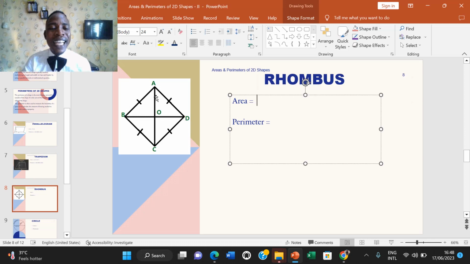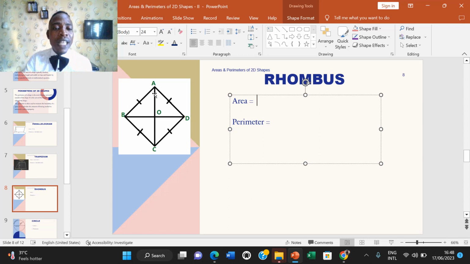Now a rhombus is like a tilted square. If I move this shape and straighten it, it will be a square. What is a square? A square is a shape with 4 equal sides. A rhombus is also a shape with 4 equal sides. They are both quadrilaterals with 4 equal sides. The only thing is that a rhombus is tilted. But the area of a rhombus is slightly different from the others.